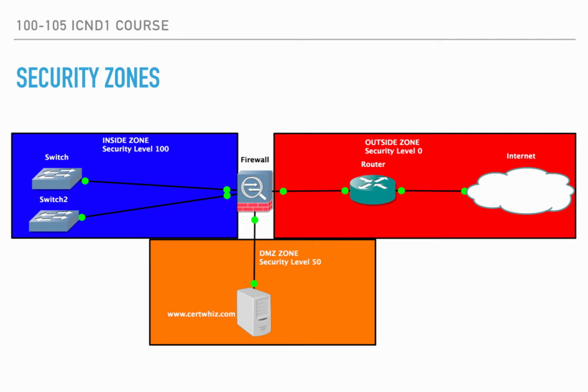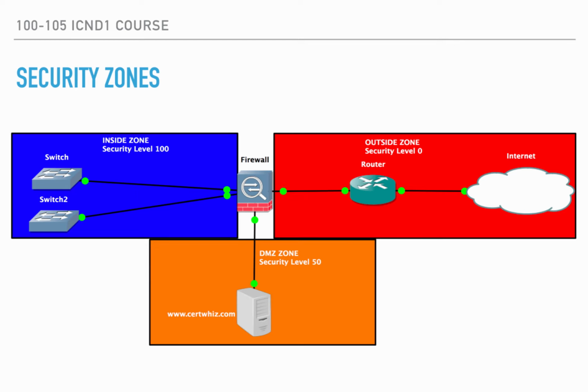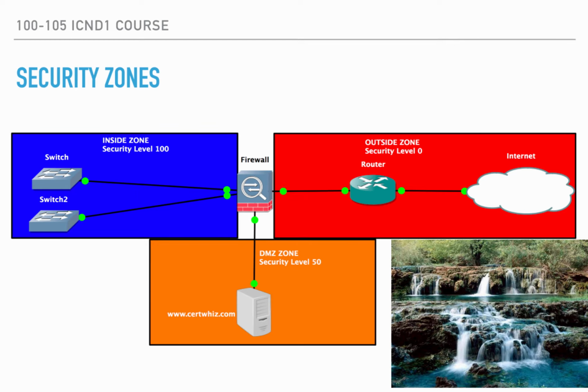In our example, we are using security levels 100 for the inside, 50 for the DMZ, and 0 for the outside zone. I know what you guys may be saying right now. What is he talking about? So let's think of it like this. We have a 3-level waterfall, right?